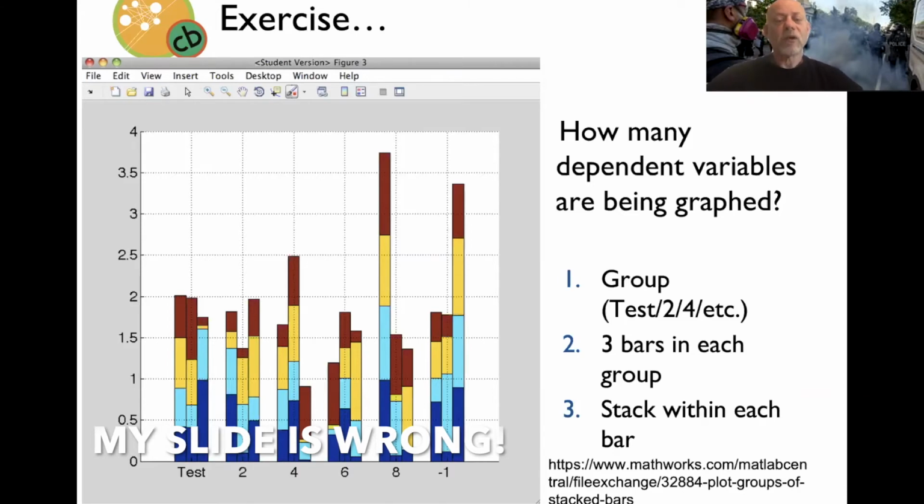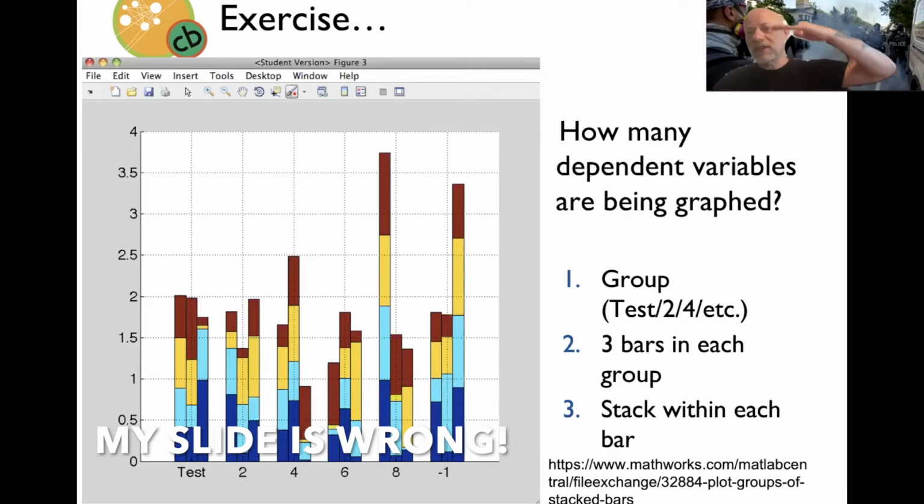Second dependent variable is whatever is being indicated by the bars within each group. So if we look at group test, 2, 4, etc., we see that each of those groups is made up of 3 bars. What do they mean? I don't know. Hopefully they tell us in the caption. And then the third dependent variable, whatever it may be, is indicated in those stacks. So when we see the stacks, they go from dark blue to light blue to yellow to red. In some way, those stacked things represent a third variable.